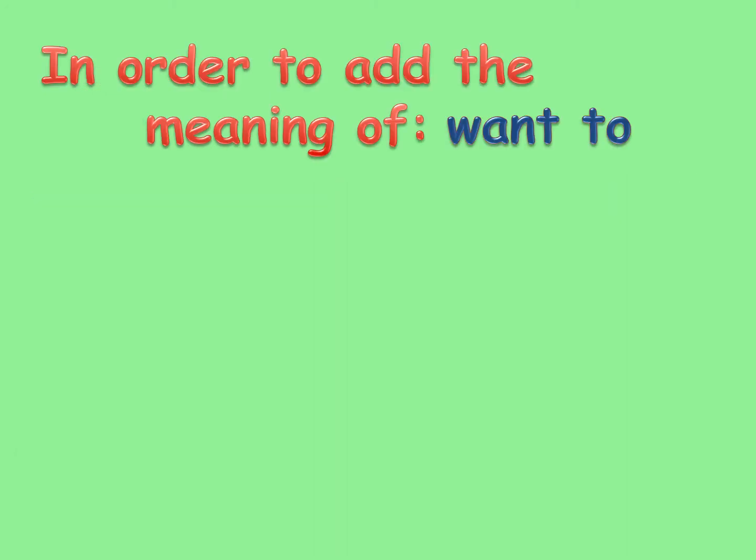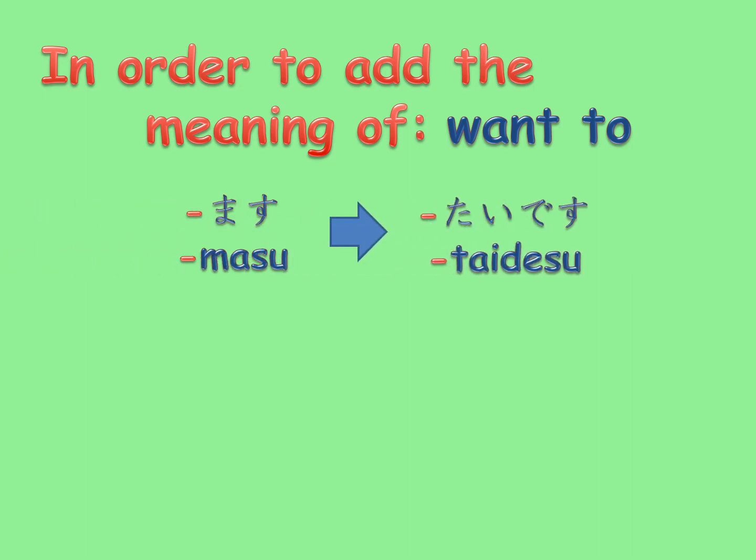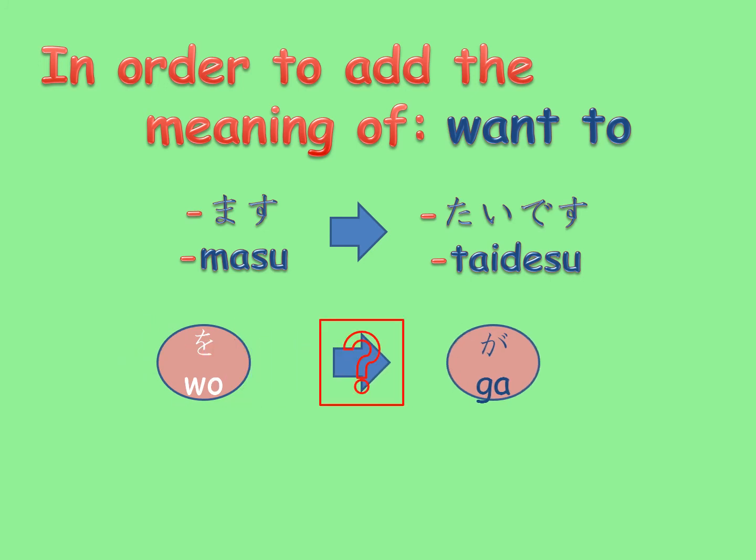So let's recap the story. In order to add the meaning of "want to," the verb ending has to be changed to たいです. And if the original sentence has the object marker を, that can be changed to が. Other particles, such as は and に, do not change.